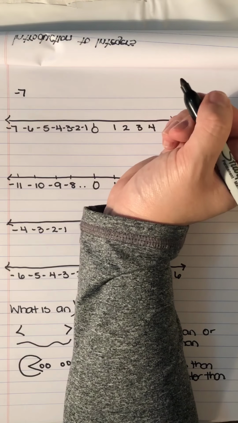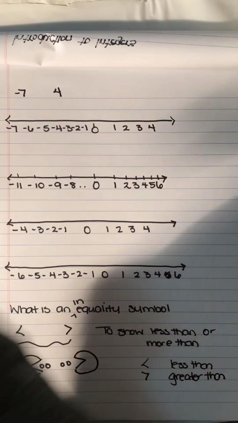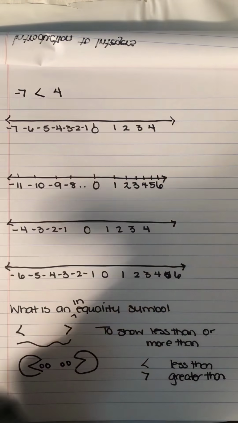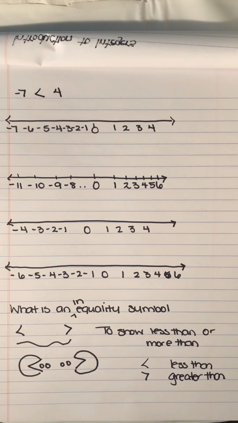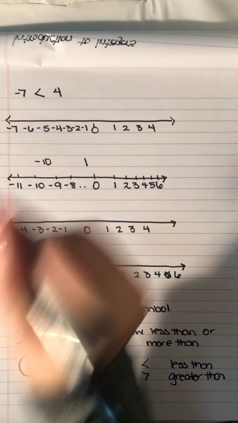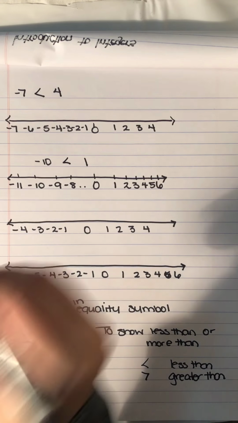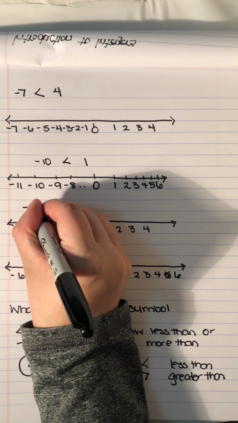Let's say your professor wanted you to compare -7 and 4. How would you show that on the number line? Well, we know -7 is less than 4. What about -10 and 1? Which number is bigger? Well, the mouth part is going to face number 1. So -10 is less than 1.